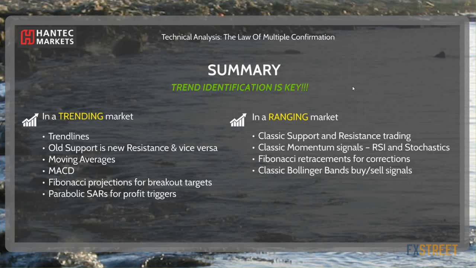In a ranging market, as I described earlier, you've got the RSI buzzing between 30 and 70. Use the classic momentum signals. In a similar way, use the classic support and resistance as well. So you're buying at support and selling at resistance. Same sort of game. Fibonacci retracements, I think, work very well in ranging markets. And also using classic Bollinger Bands buy and sell signals.